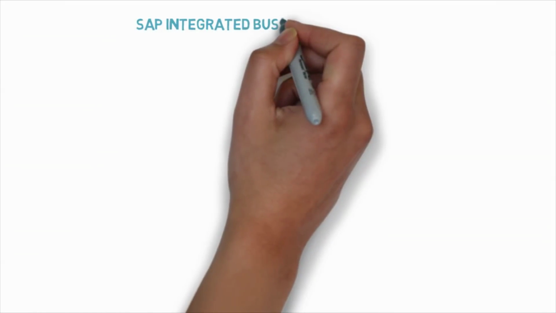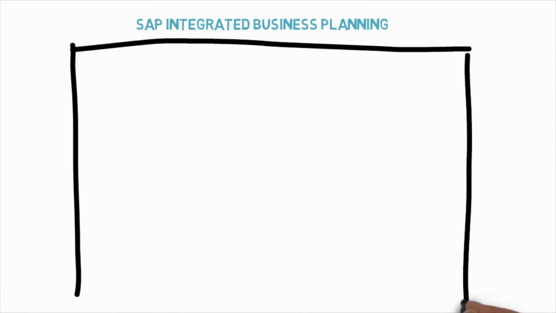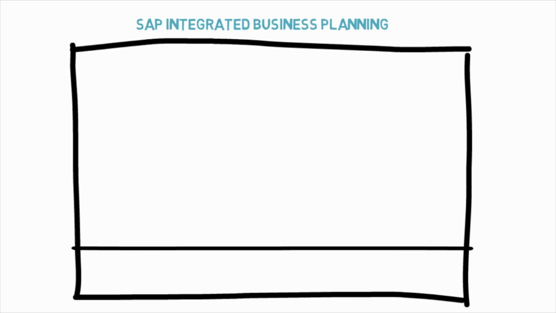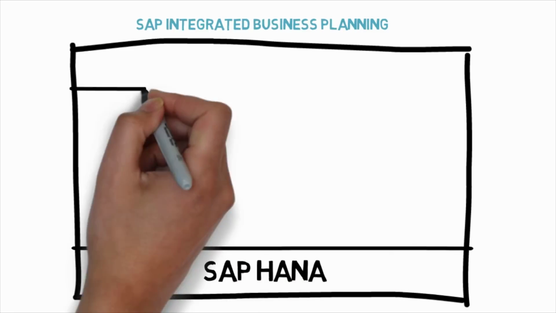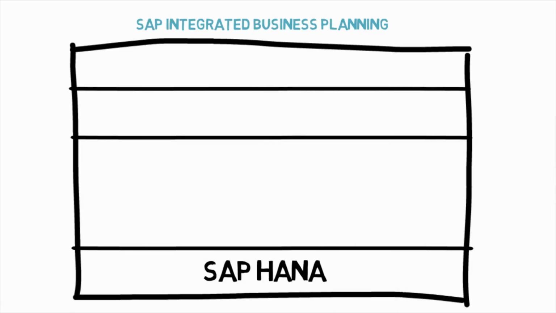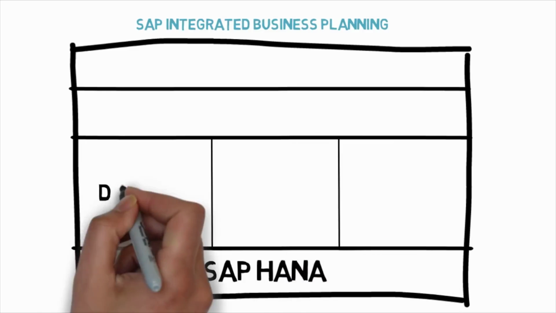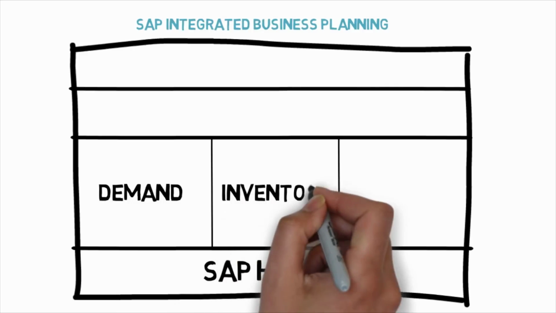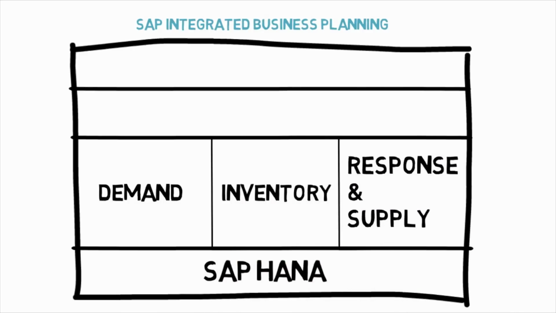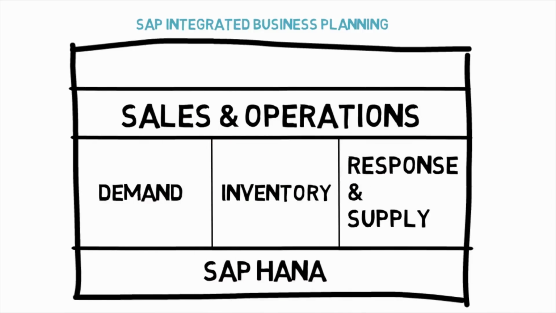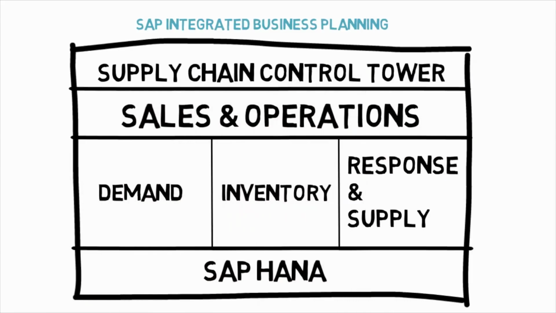SAP Integrated Business Planning is SAP's strategic solution for supply chain planning and is an important part of SAP's end-to-end digital supply chain management strategy. It's a flexible, cloud-based solution covering all aspects of a modern supply chain, like demand management, inventory optimization, response and supply, sales and operations planning, and supply chain control tower.